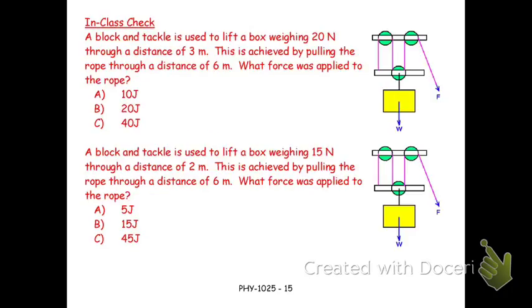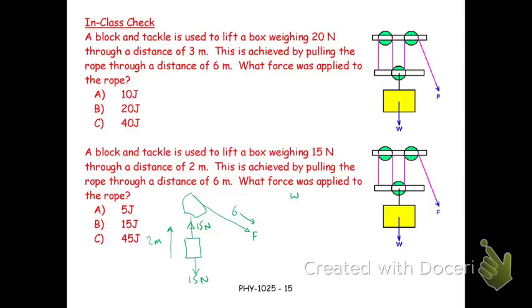Here, again, we have our machine. I'm going to draw it like that, and I have my thing coming down. Then I have my rope coming here. A block and tackle is used to lift a 15 newton weight. So my lifting force, if I go slow, is 15 newtons. It goes up a distance of 2 meters, and it's achieved by pulling, so this is now 6 meters. I want to know what my force is.